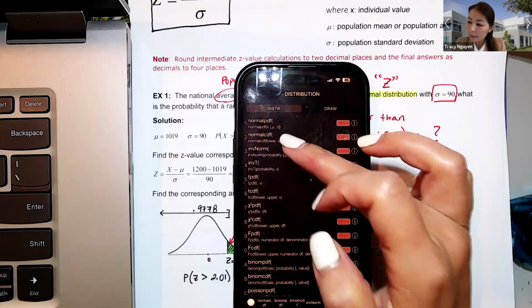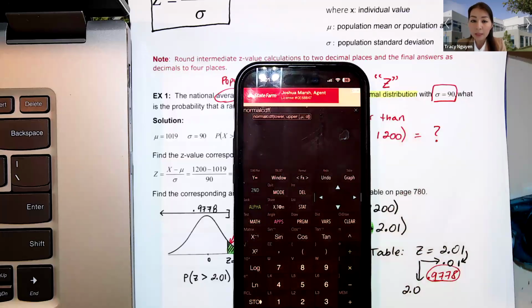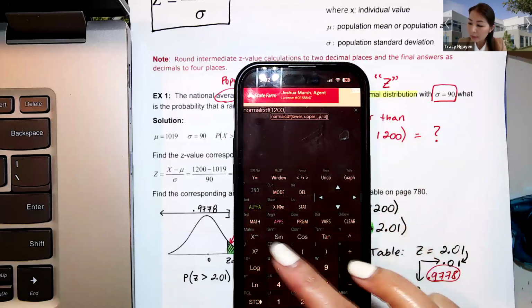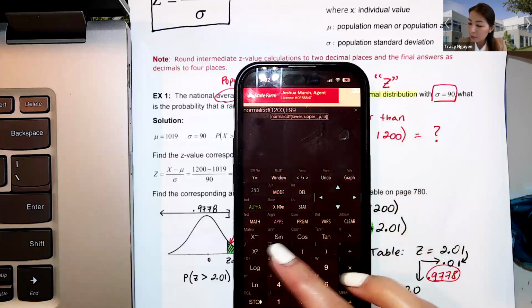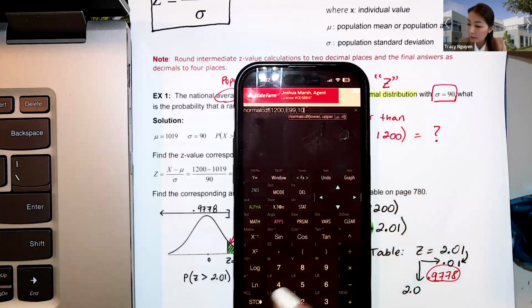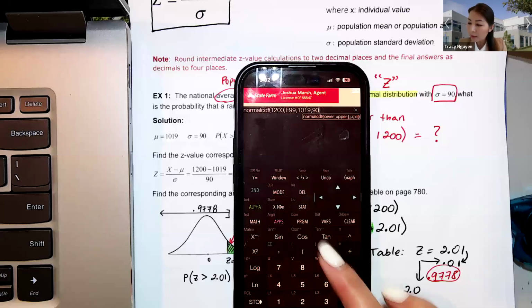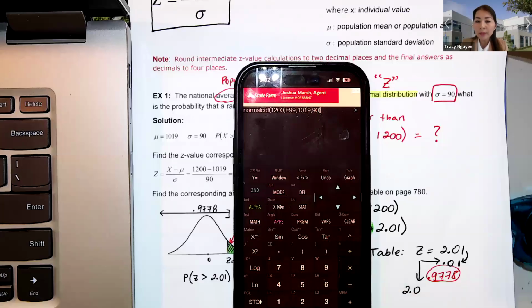You're going to select number 2 from the drop-down menu here. You're going to key in, for the case of greater than for this problem, 1200, comma. How to do E? Second, comma. That gives you E. You key in 99. Next, comma, 1019, comma, and sigma is 90. Close it. Once you close it, press enter.